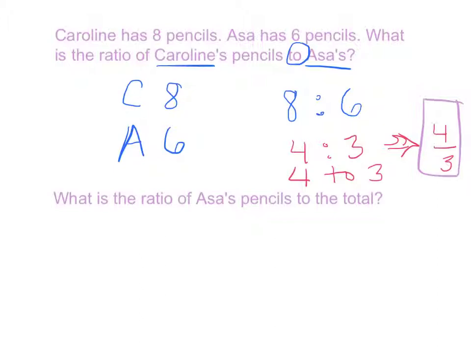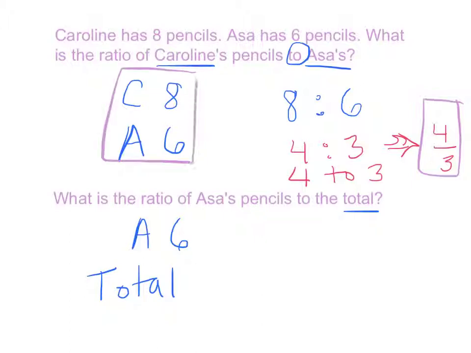All right, let's try the next question. What is the ratio of Asa's pencils? So again, Asa is 6, and this time I ask for the total. So how am I going to get the total? I'm going to have to add Caroline and Asa's together to get to 14. So now I know it's 6, and it's in this order. Asa, so he's 6, then I have my colon, and then the total is 14. So 6 to 14 is great. However, I can simplify it, so instead I'm going to divide both by 2. Again, this is just like what we're thinking about with fractions, finding a common factor, and we go from 3 to 7.